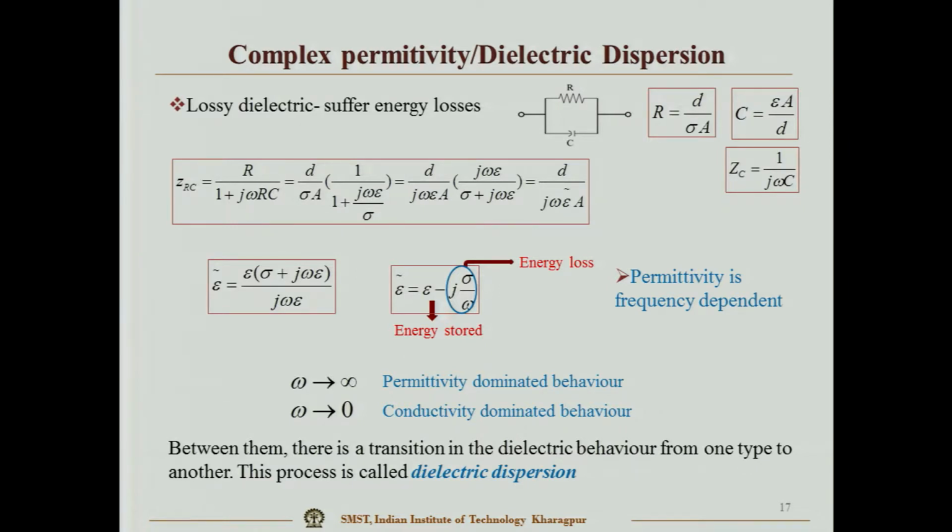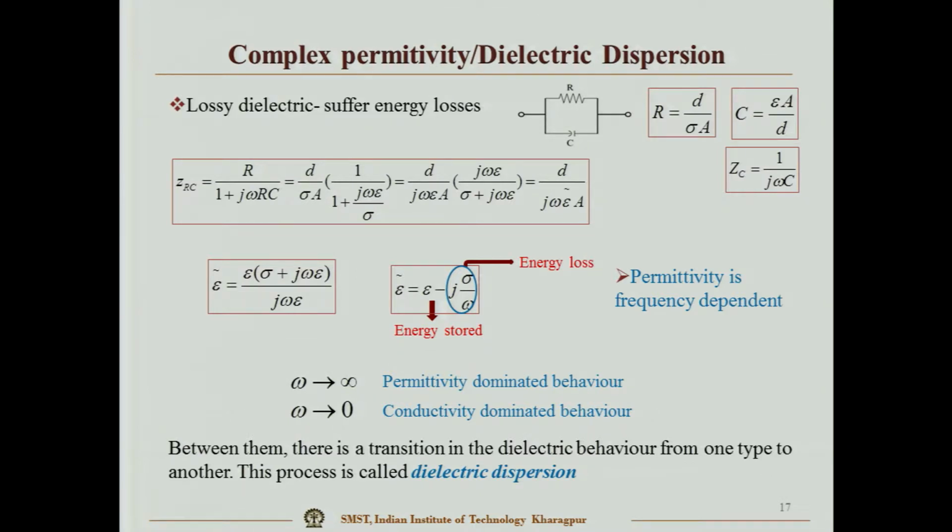The complex impedance will be given by this equation, and finally, the complex permittivity will be equal to epsilon minus j into sigma by omega. This is the real part where energy will be stored, and in the imaginary part, this component will lead to the energy loss.